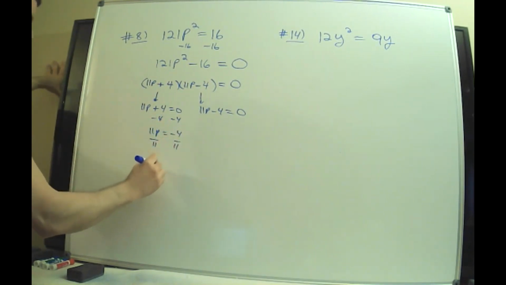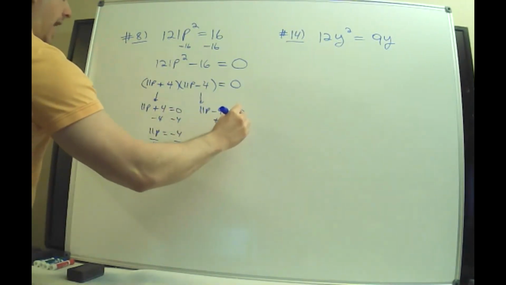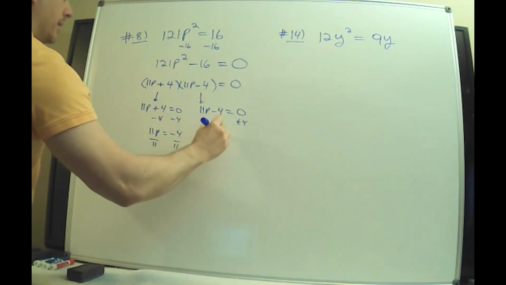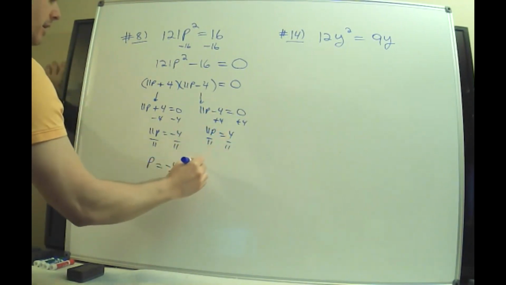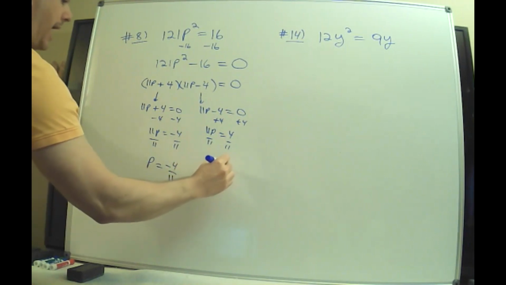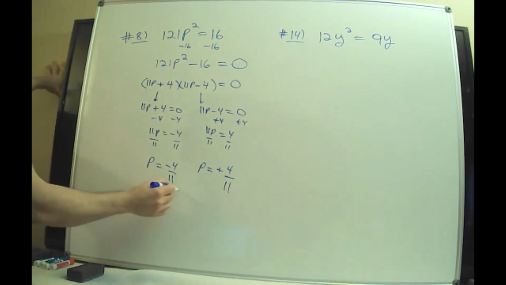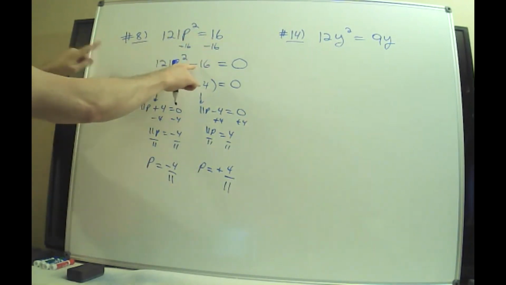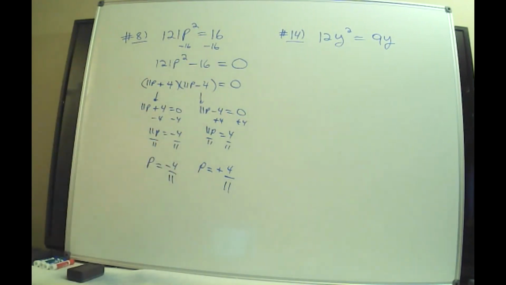So here I'm going to get p is -4 over 11. And on this side, I'm going to add the 4. I get 11p equals +4. Divide by the 11. So then p over here is going to be +4 over 11. Those are my two answers. Set it equal to 0. Factor it. Set each factor equal to 0 separately. And then solve the equations that you get.